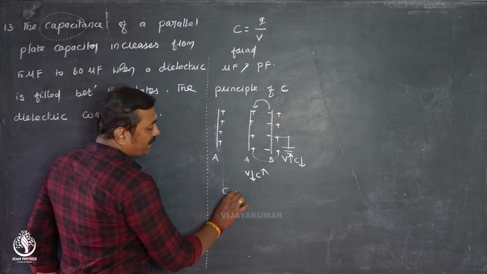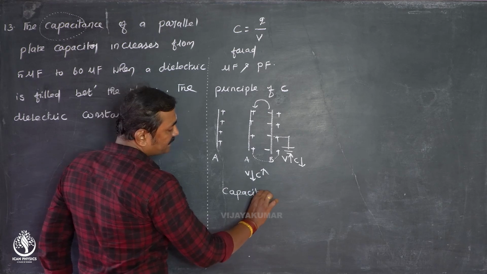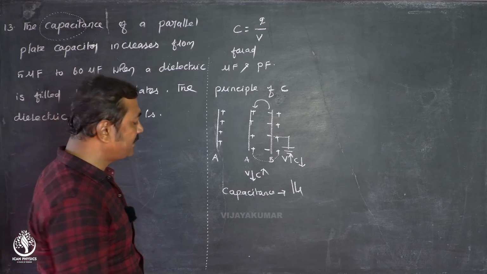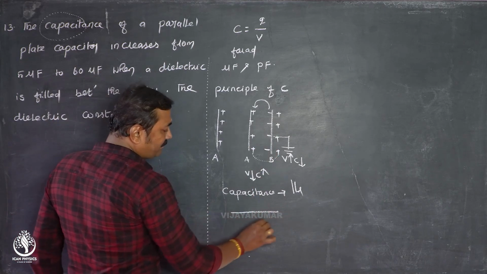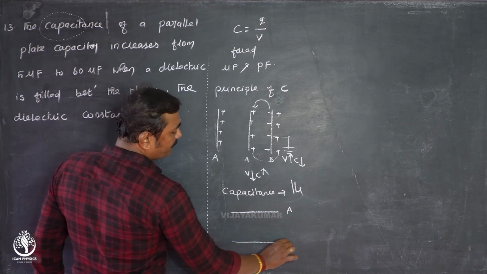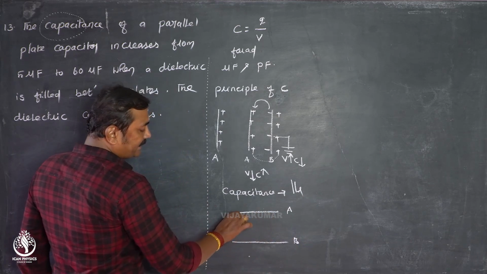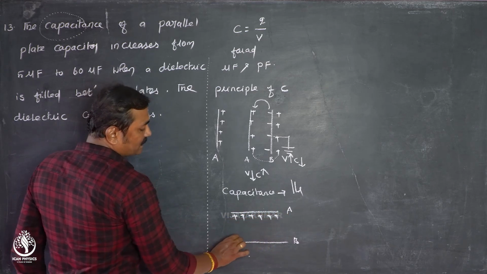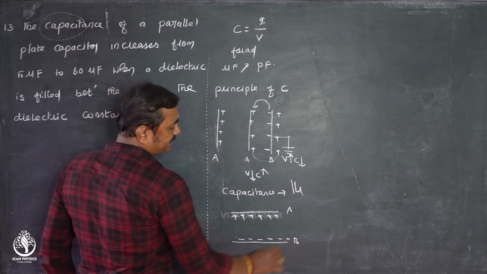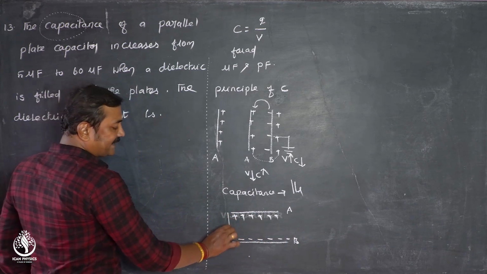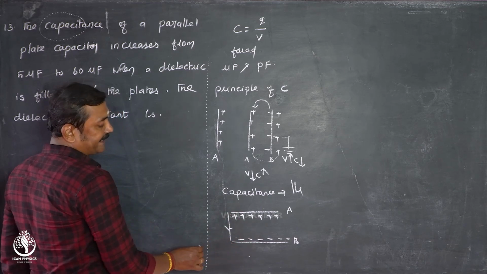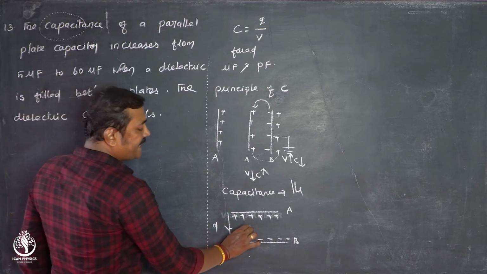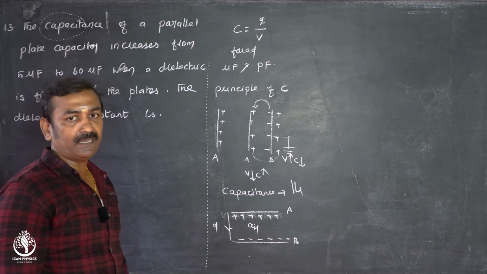Now, capacitance of a parallel plate capacitor. The same thing: we consider a plate A and a plate B. The plate A is given a positive charge. Now we are establishing the electric field from positive to negative. These two plates are separated by a distance D. Air is the medium between the two.